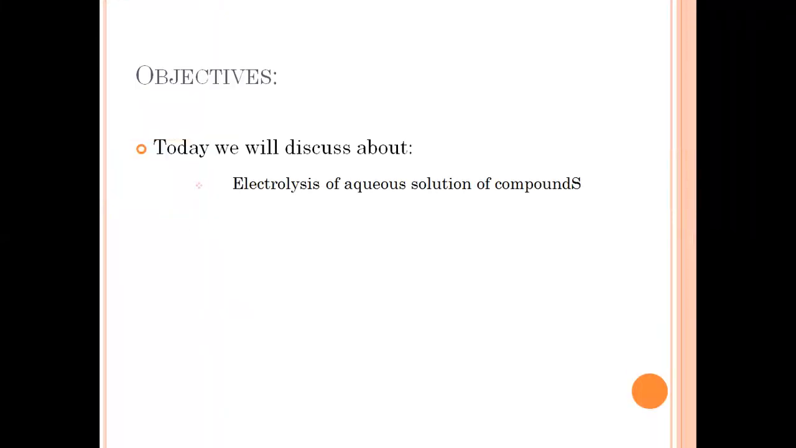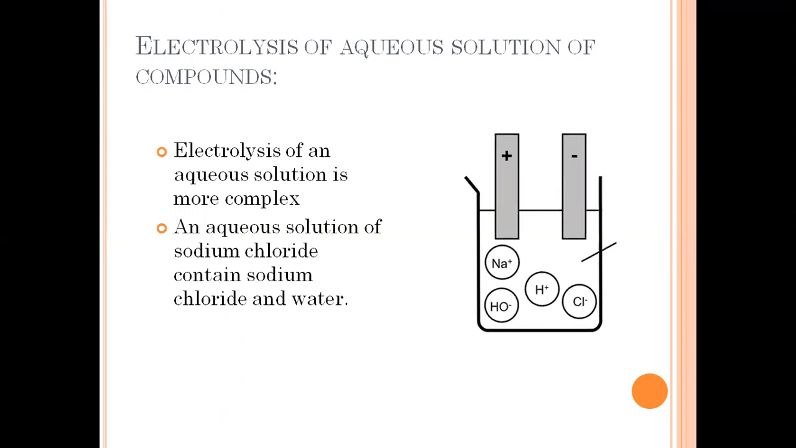So what we will discuss there: electrolysis of aqueous solution. So what is an aqueous solution actually? An aqueous solution is a mixture of a compound and water. When we add any compound in the water and stir it, then what happens? An aqueous solution is formed. So electrolysis of an aqueous solution is more complex.